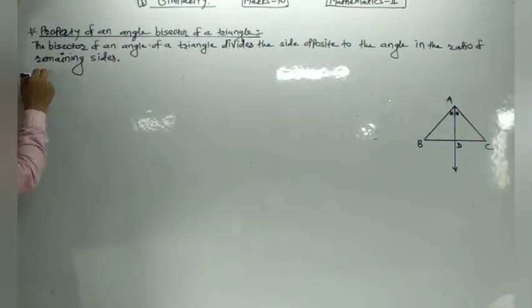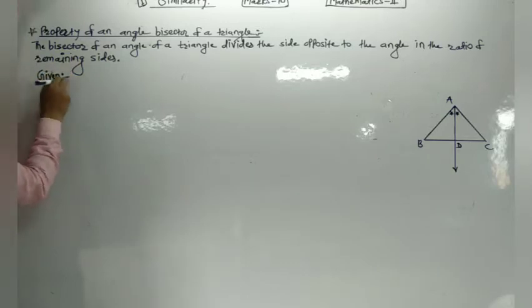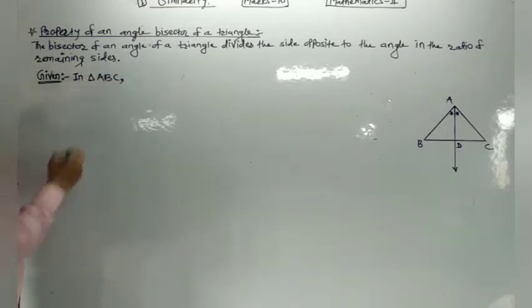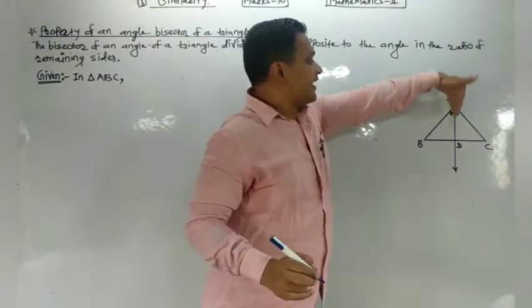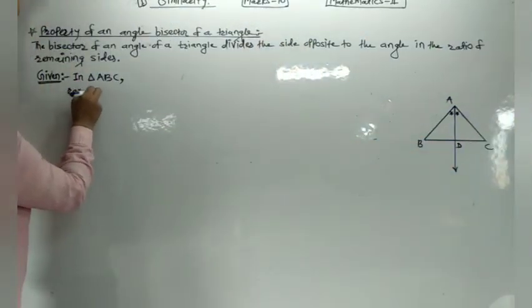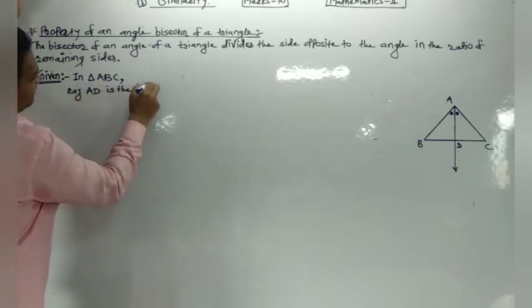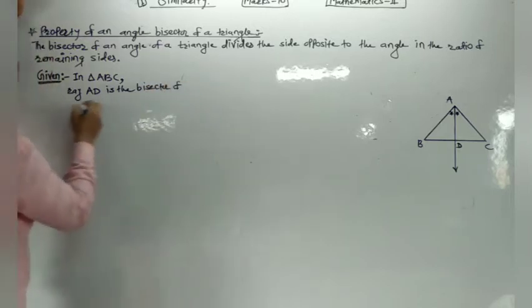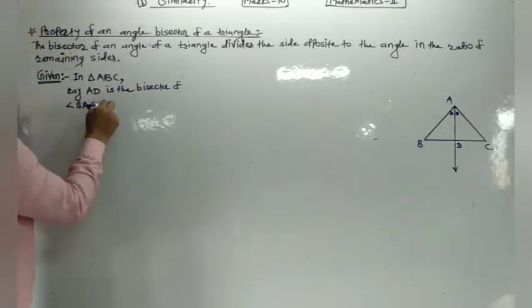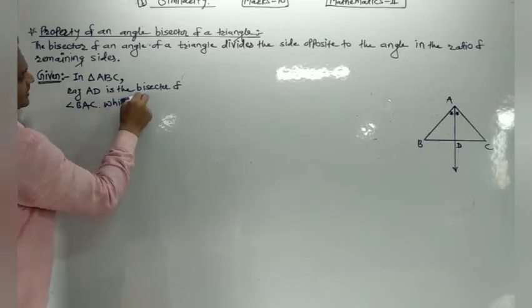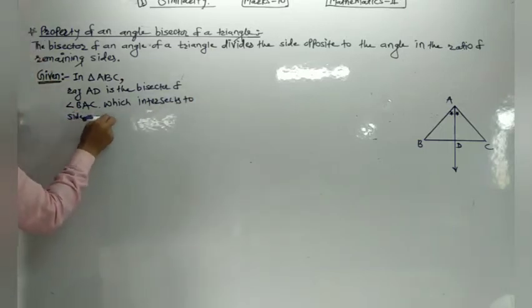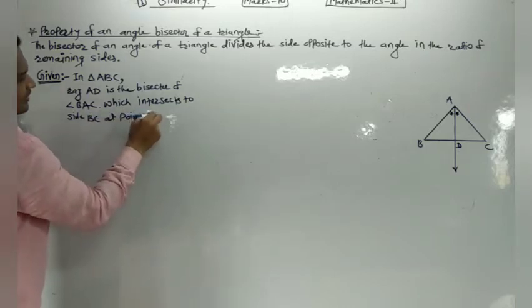Now in the given, in triangle ABC, ray AD is the bisector of angle BAC, which intersects side BC at point D, right?